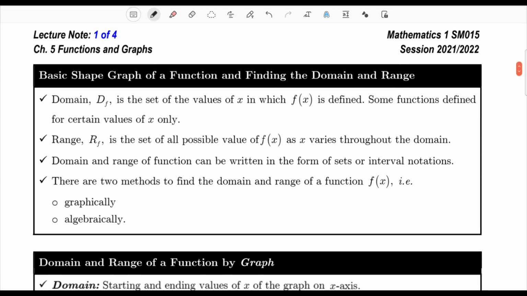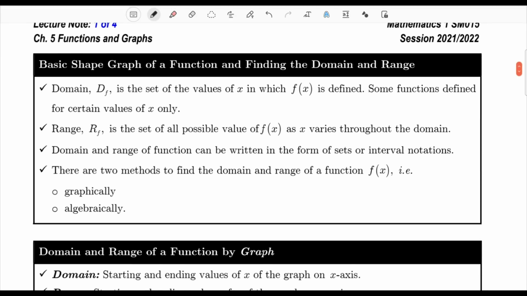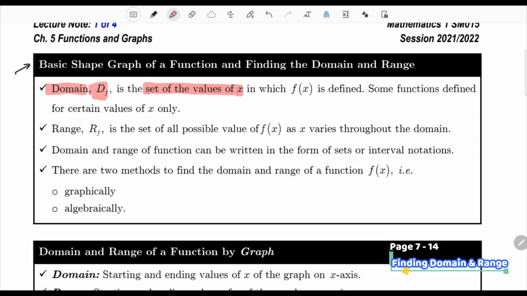Right, basic shape graph of a function and finding the domain and range. Okay, so what is domain? Domain denoted by Df is a set of values of x for which f(x) is defined. Some functions are defined for certain values of x only. Right, range, we write it as Rf, the set of all possible values of f(x). Domain and range of a function can be written in the form of sets or interval notation. So what do we mean by set?